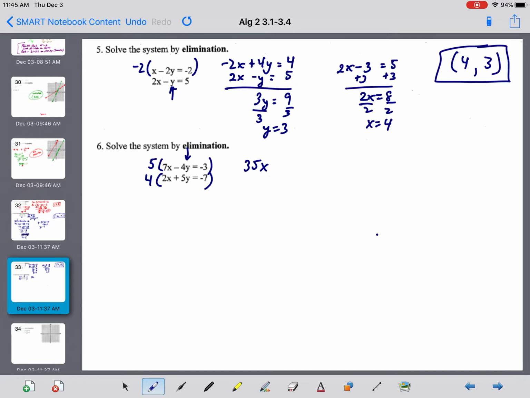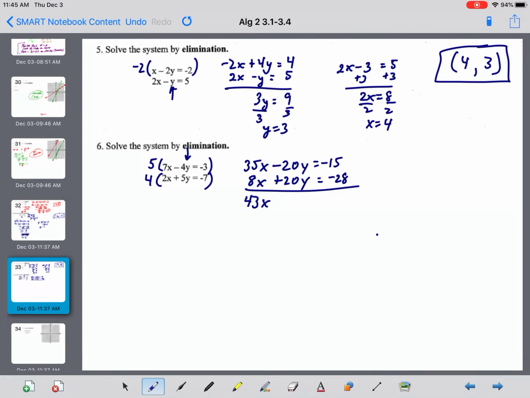Let's see what this looks like. 5 times 7x, 35x. 5 times negative 4y, negative 20y. 5 times negative 3, negative 15. Bottom equation, I decided to multiply by 4. 4 times 2 is 8. 4 times 5 is positive 20. There's my opposites. 4 times negative 7, negative 28.